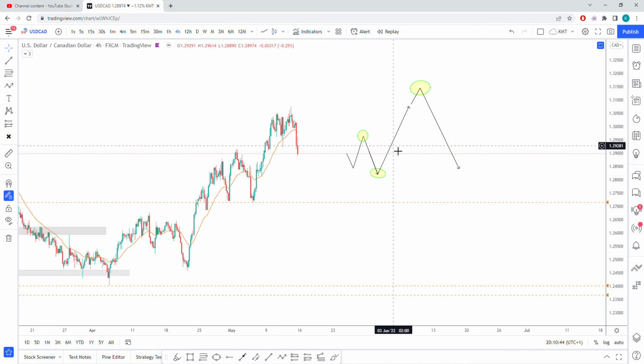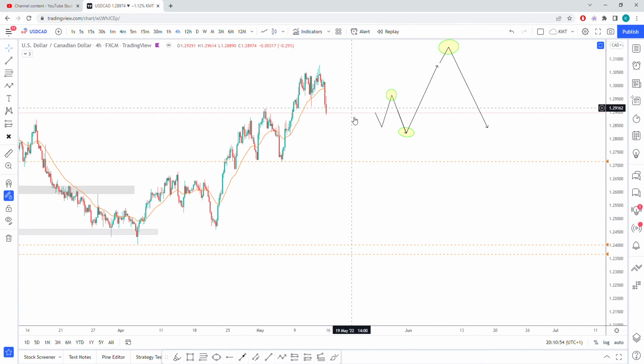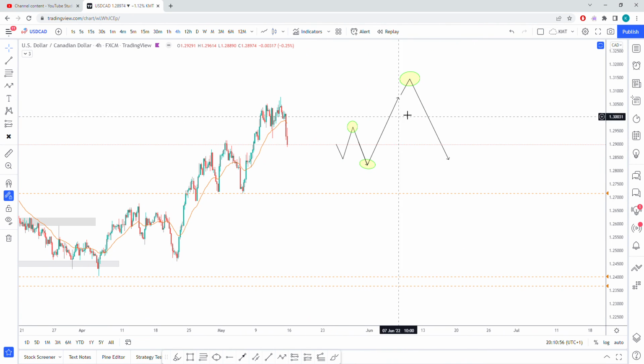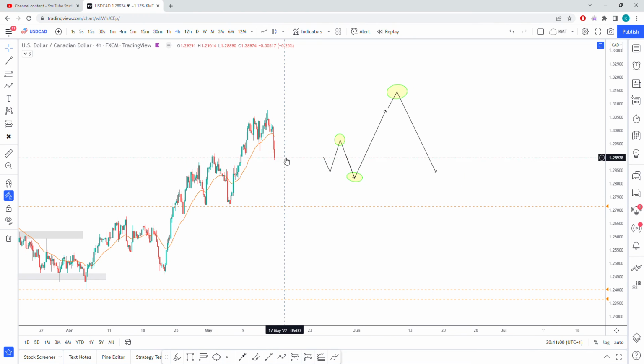So again, what I was mentioning here is that we could be looking for a pullback in a way to go higher. So that is this here. But with that being said, because it's on quite a bigger scale, there are some profits to take if we're looking for a short-term sell. So it could look something like this. So price just drops lower, comes back, pulls back to go lower.